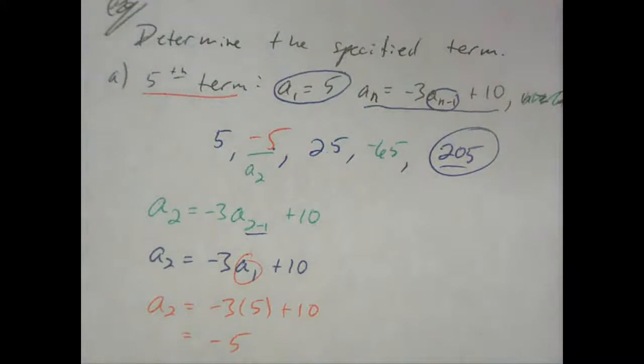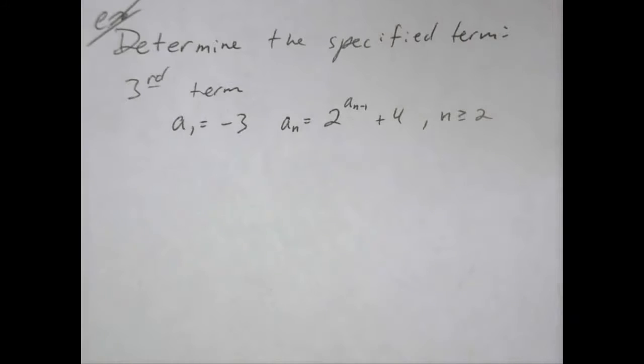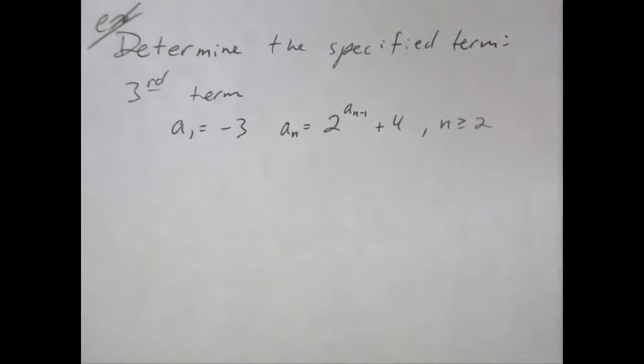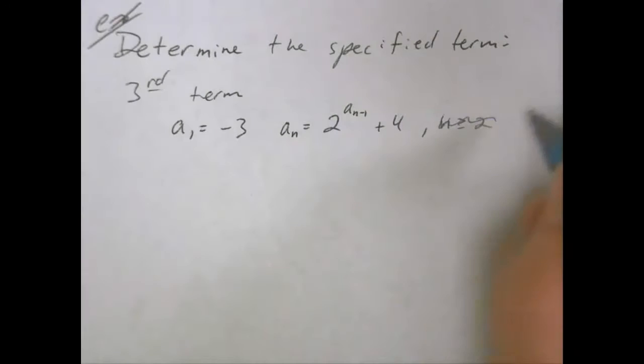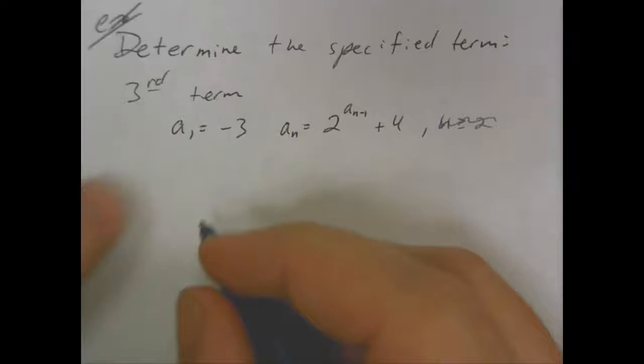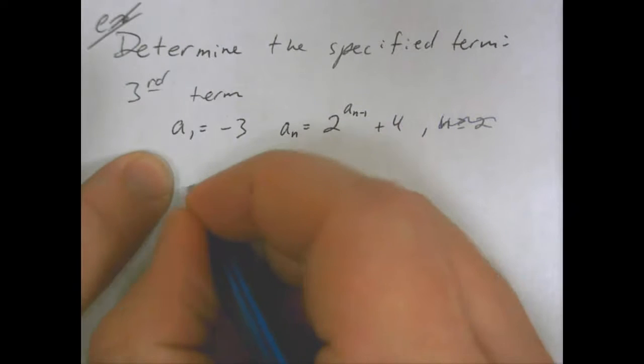Alright, doing the same sort of thing in this one. Finding the third term. We're given our first term, we're given a rule, and it tells us to start when n is greater than 2. So again, don't worry about that too much. Don't let it freak you out. Your first term is negative 3.